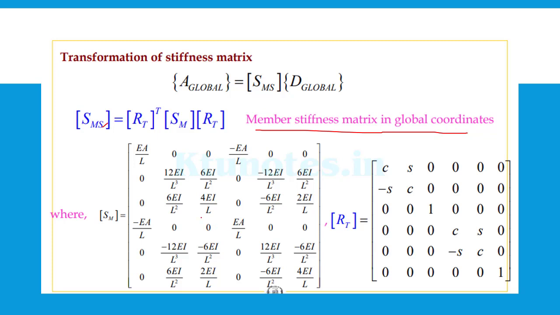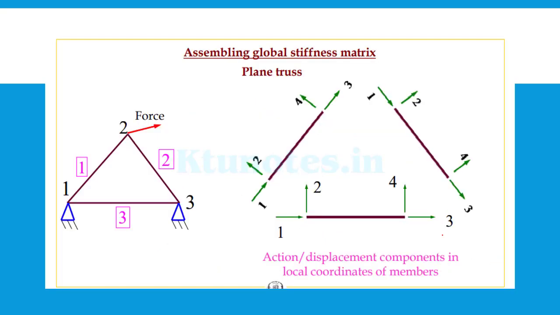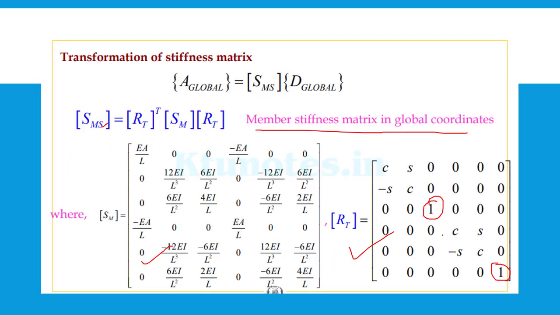So this was the SM value, and this was the RT value with additional unit values. It will be a big matrix to solve to get the SMS.